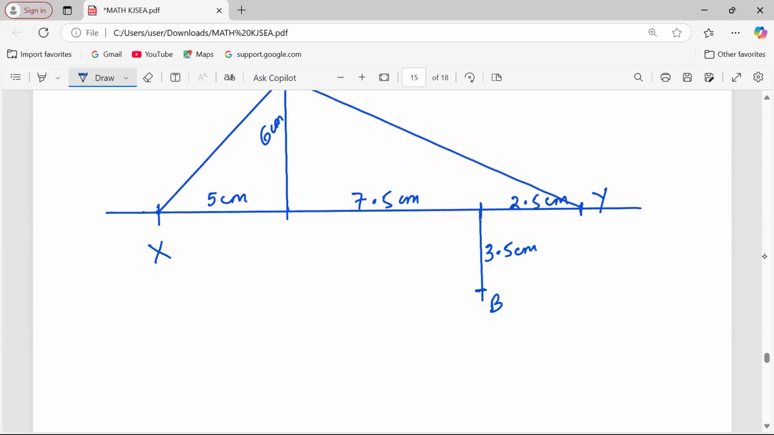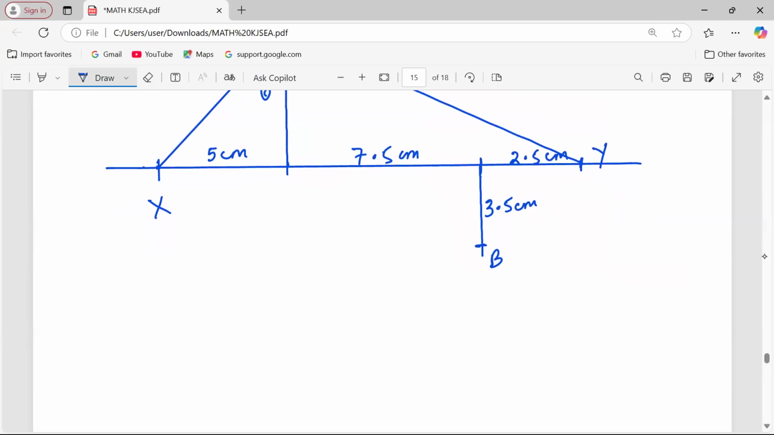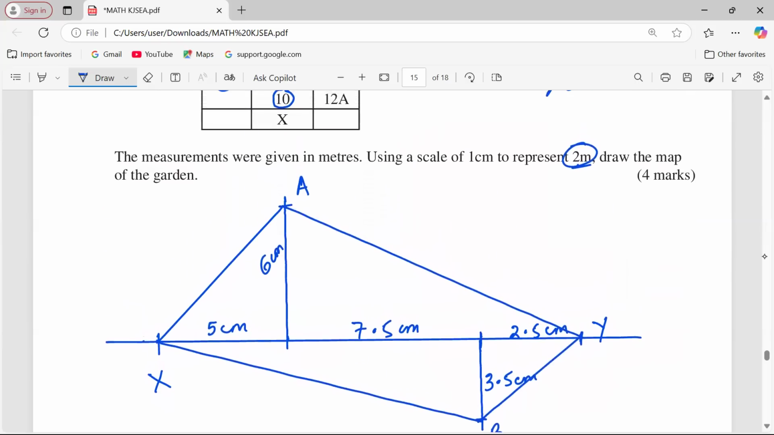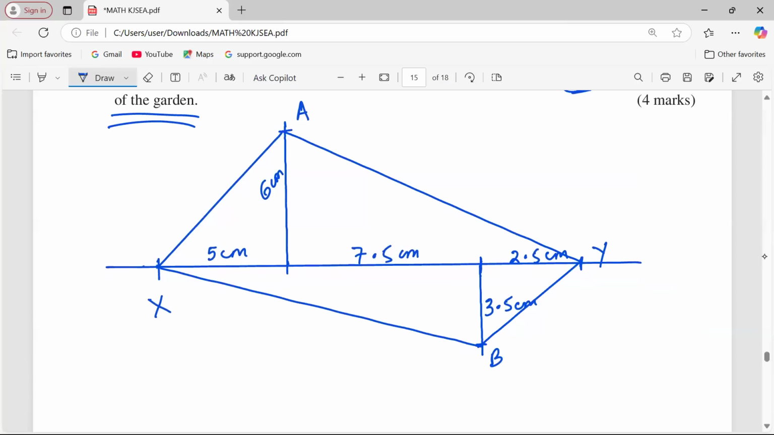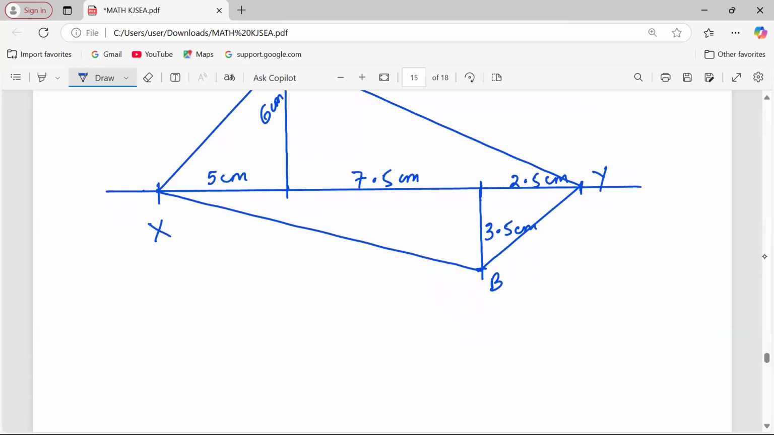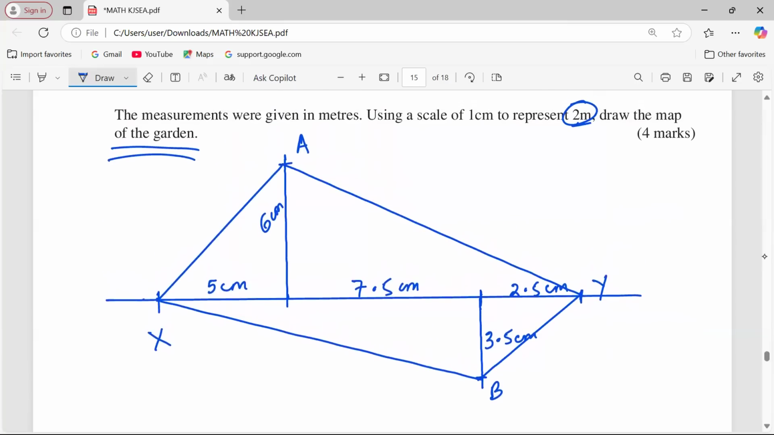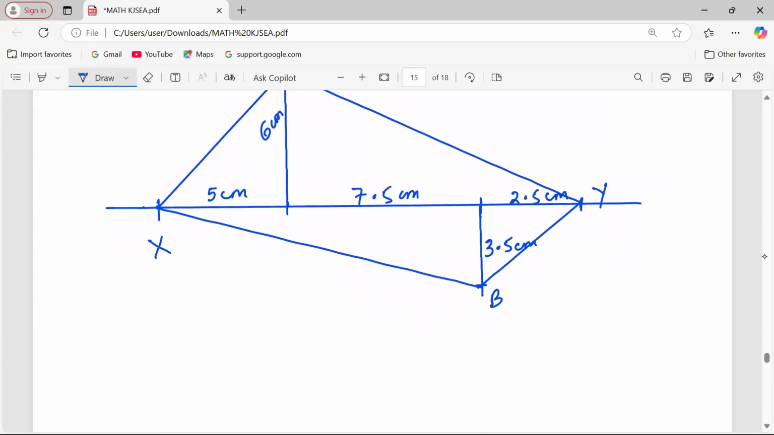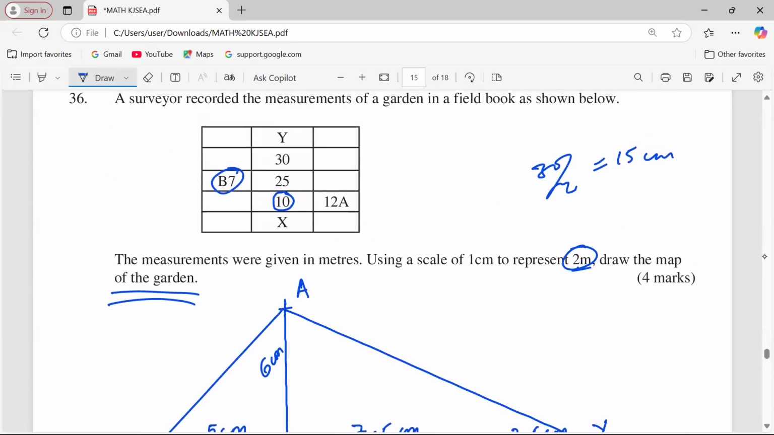Then now on the other side, with the offset, which is only at B, we connect it to the baseline at X and at Y. That way, we are having the garden represented very well. So that is how we do it. Remember, you are supposed to request for this paper so that you may construct it practically on paper and see the same shape coming up.